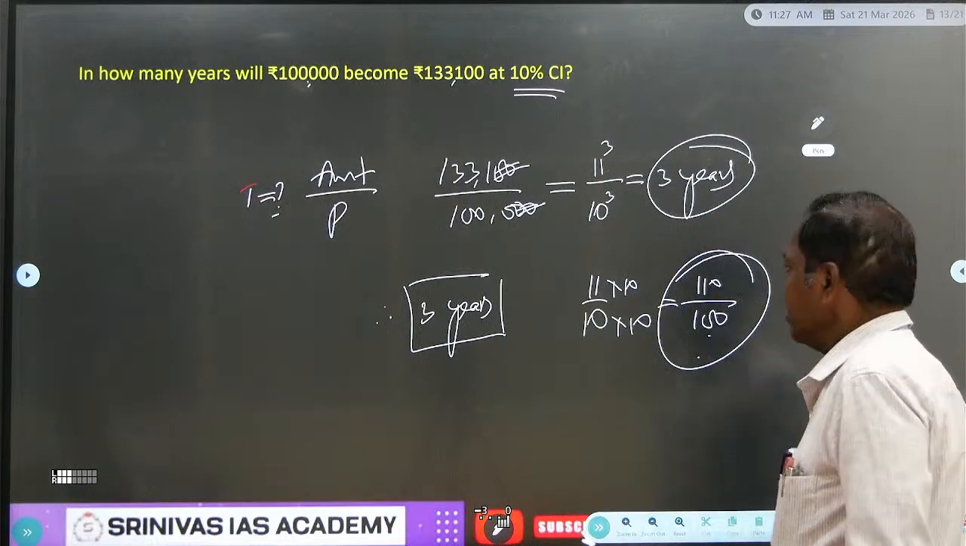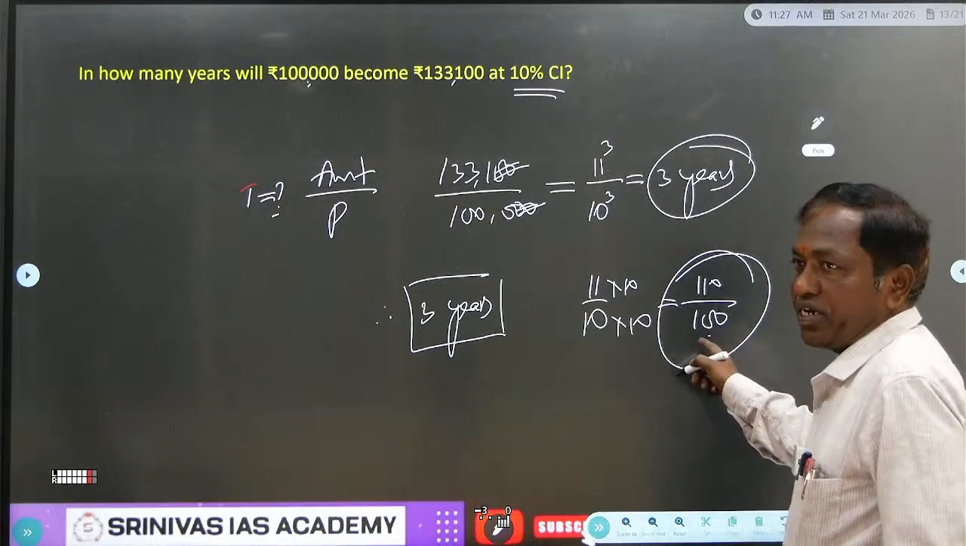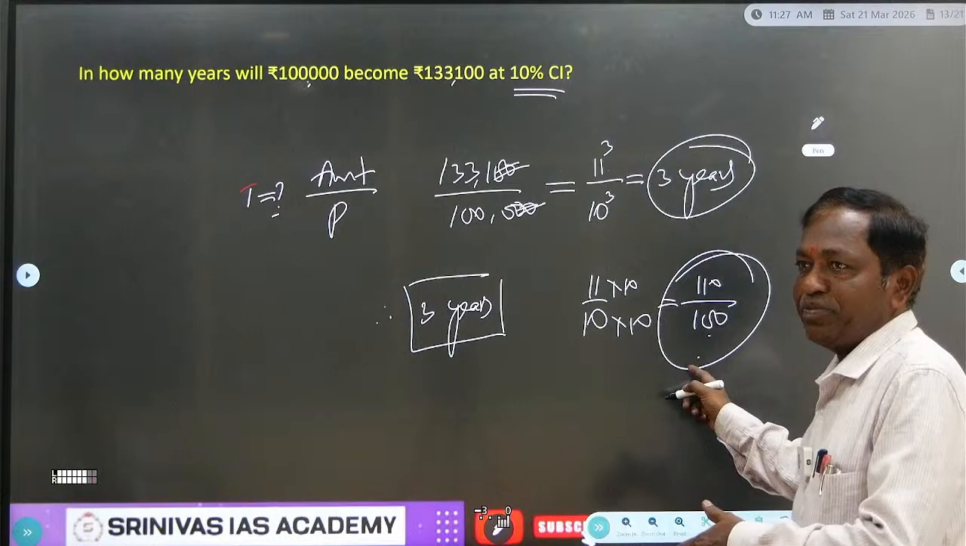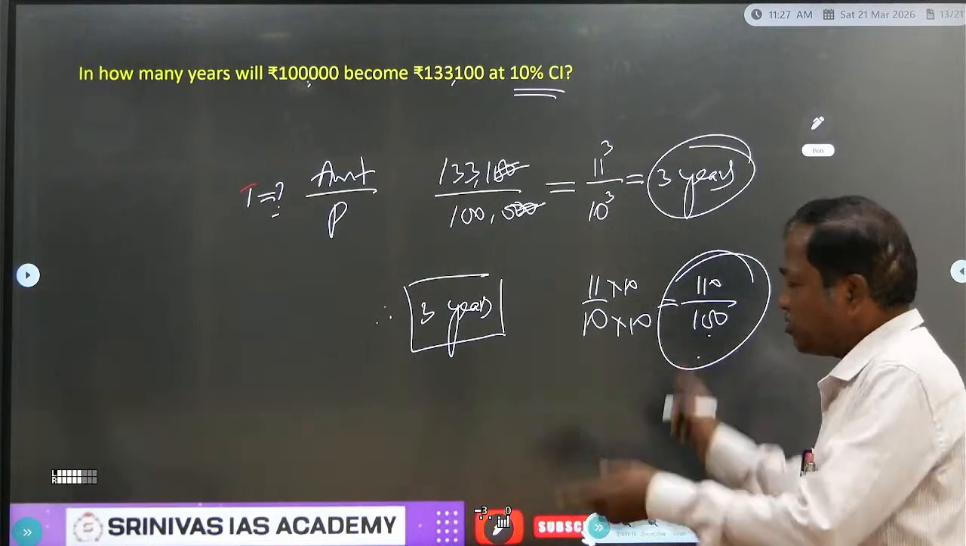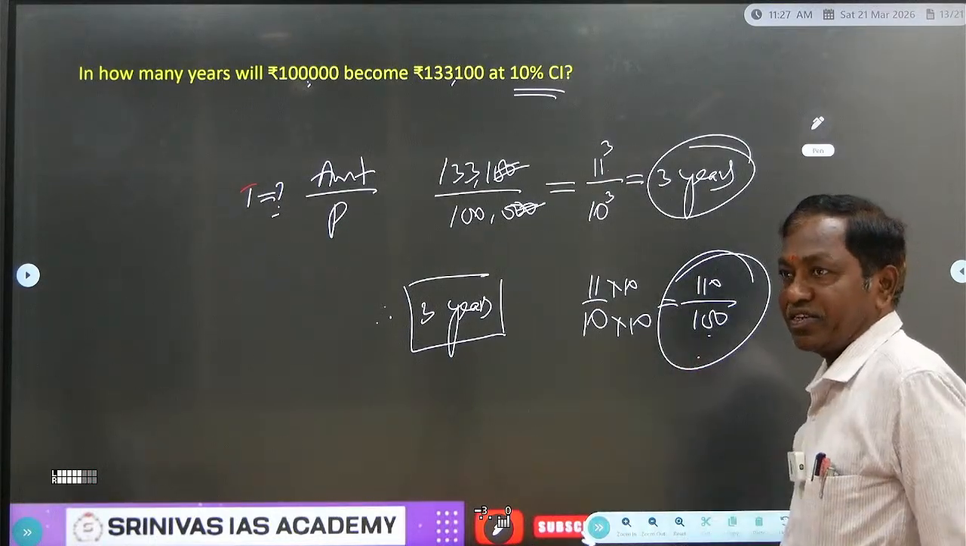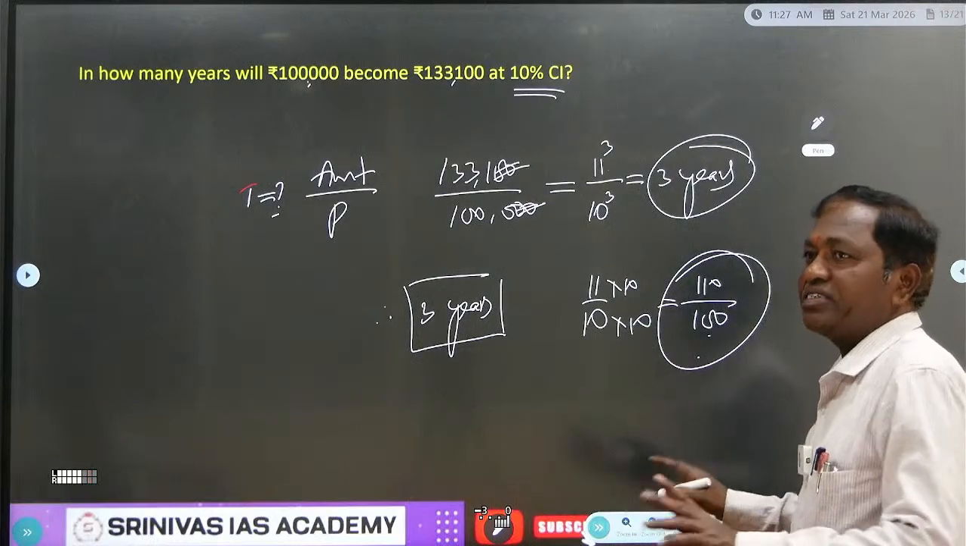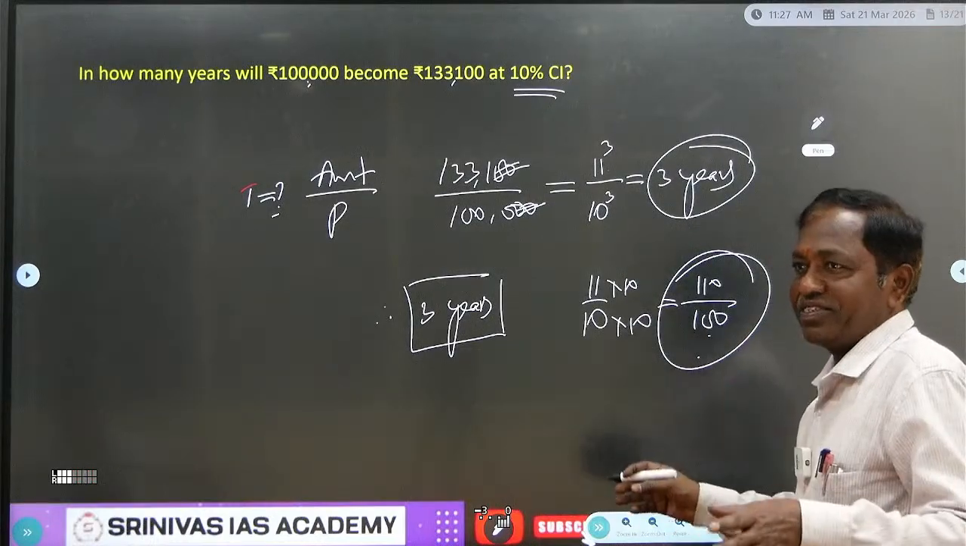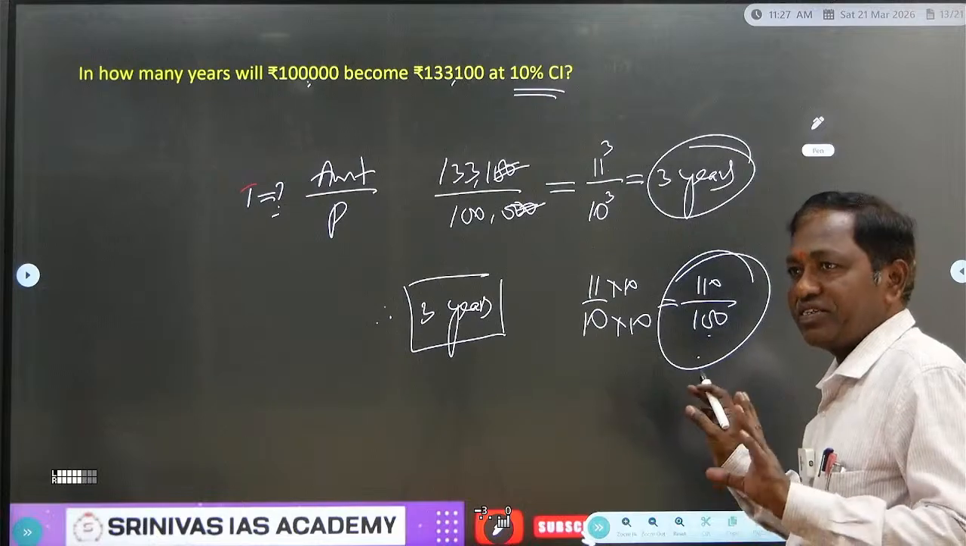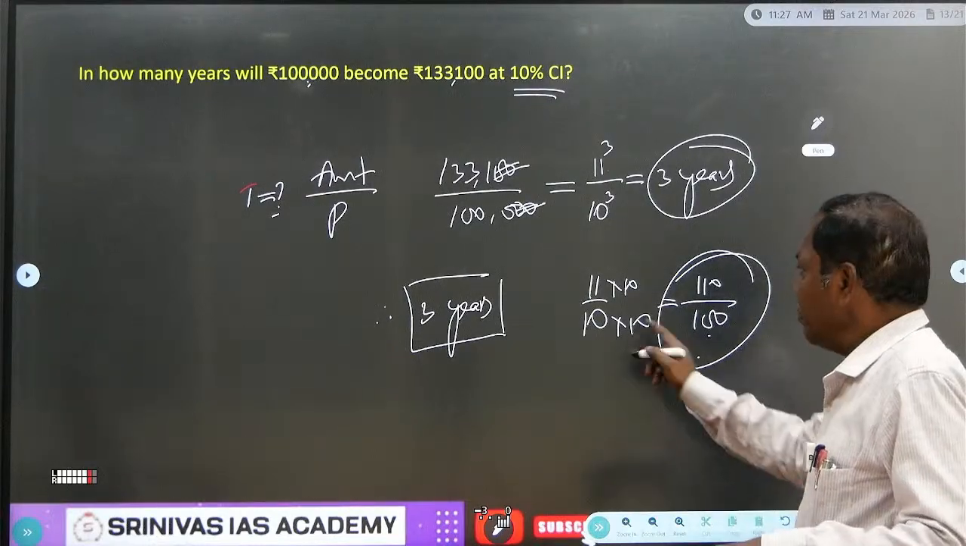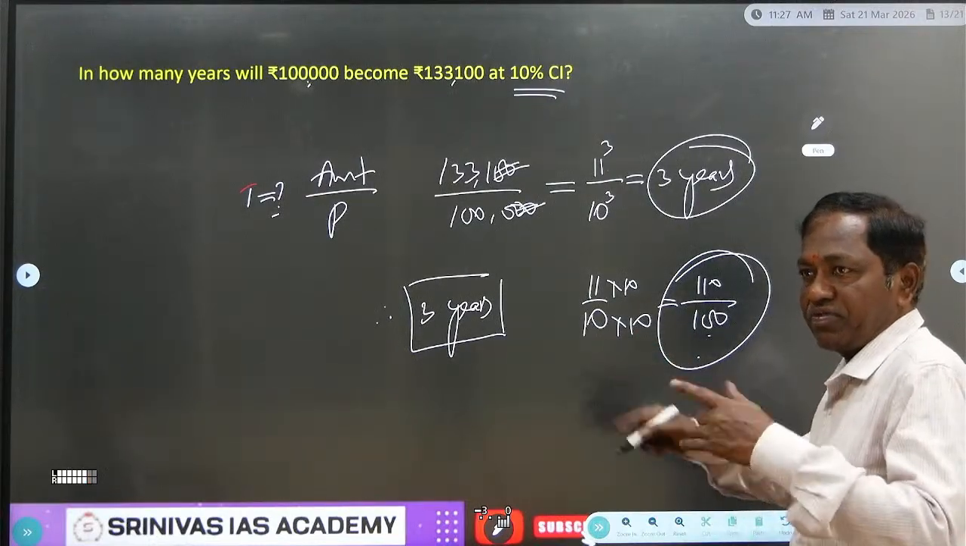Both into 10, because if the denominator is 100, it is easy for us to know immediately. Otherwise you have to do a very big calculation. If the denominator is 100, it's easy for us. It's like eating sweet. If you do it otherwise, it takes a hell of a lot of effort.